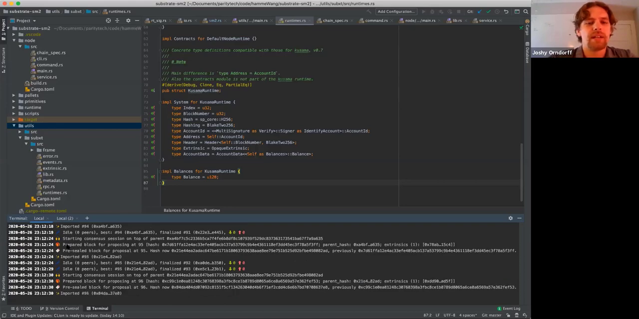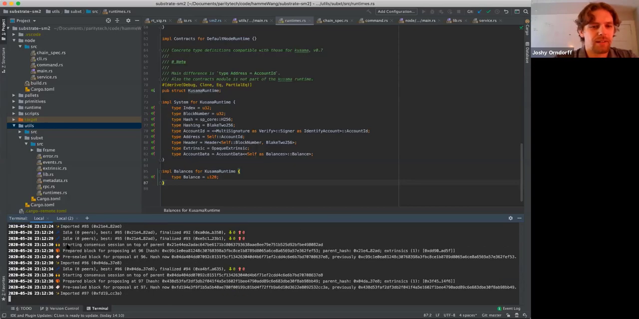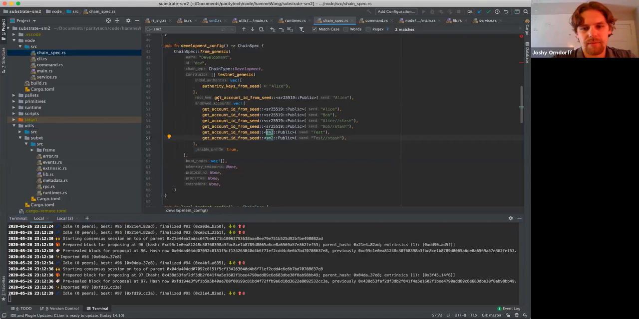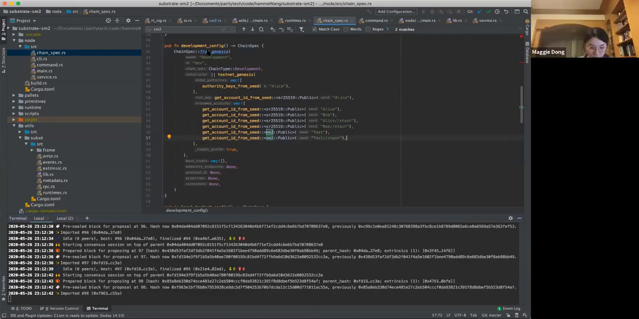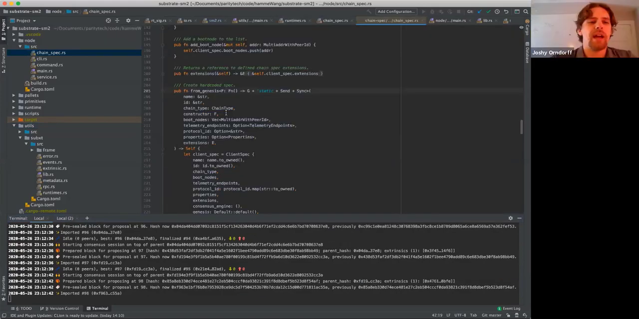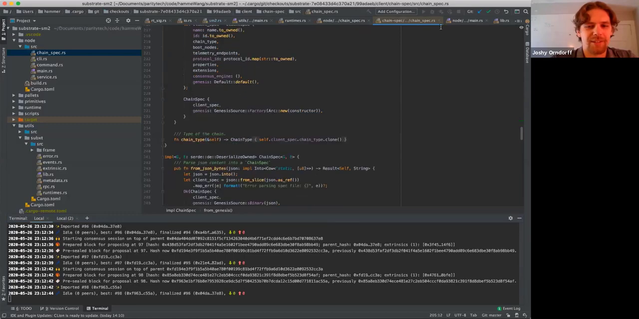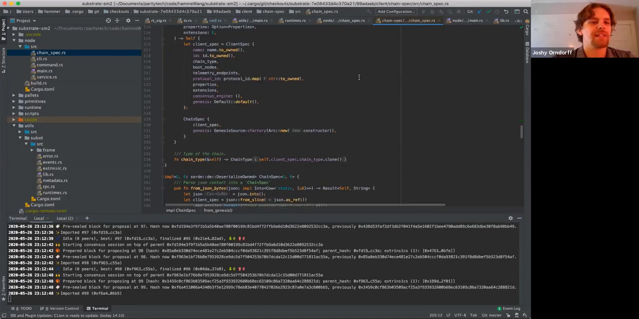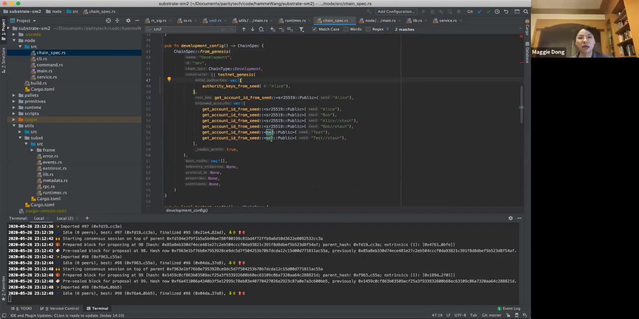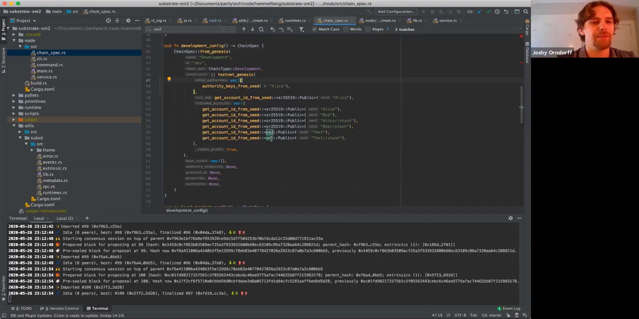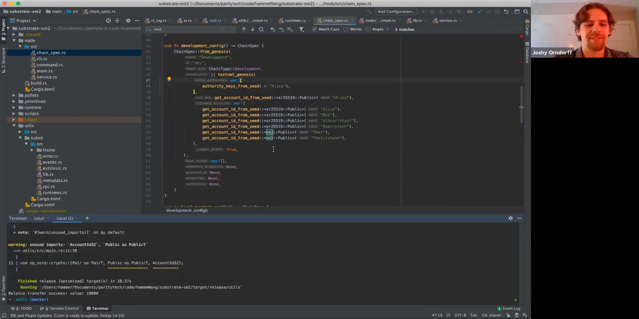How many tokens did that test account start with? I forget what you put in your chain spec. How many tokens? I'm not sure. I believe it's the same as all of them. I think it's a huge number of tokens. I was going to ask, if we submit that transaction enough times, does it start failing because they run out of tokens? But I think maybe it would take too many tries before they run out. I believe it's a very big number.